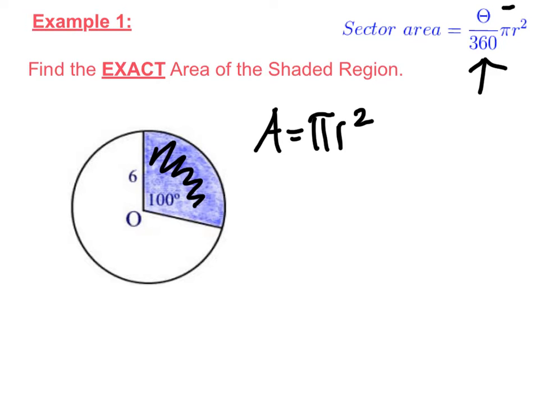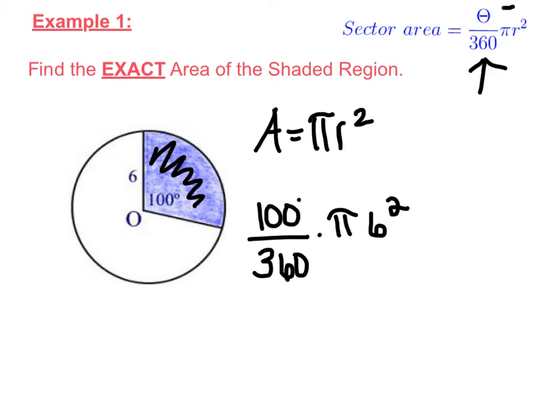Theta, that's our degree right there, that will be our 100 degrees. Put it all over 360 times pi r squared, so our r is 6 squared. And so it did say exact, so that means we need pi in our answer. So when we multiply across, we'll get 10 pi.